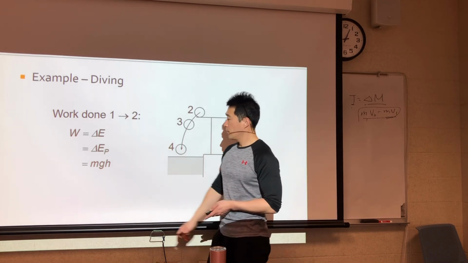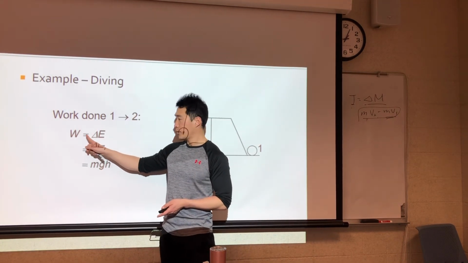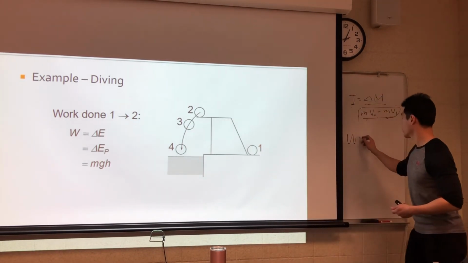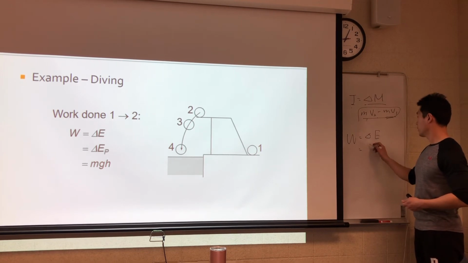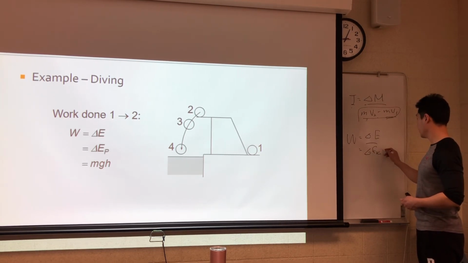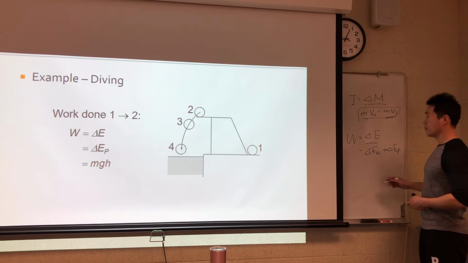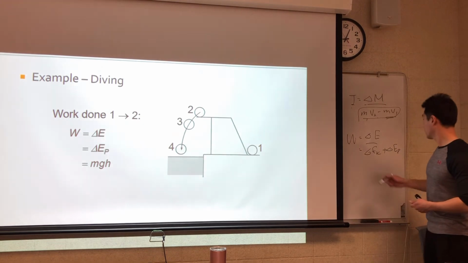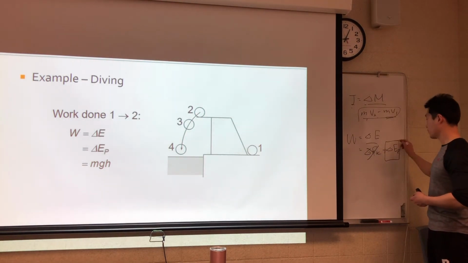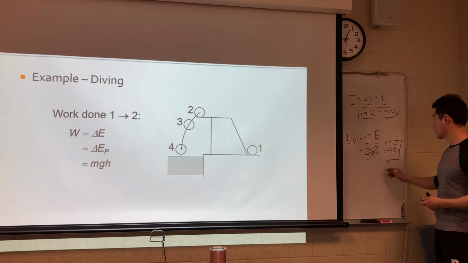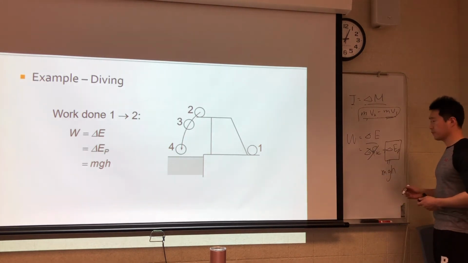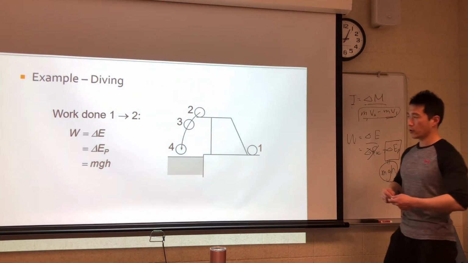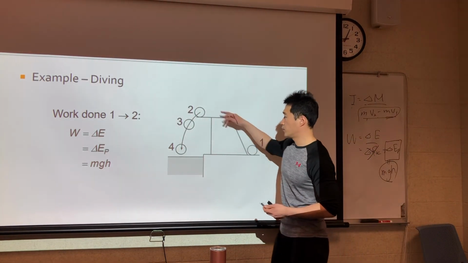So as you just learned, mechanical work causes change in mechanical energy. This one is a change in kinetic energy plus change in potential energy. So since he just changed the vertical position, he only gets what? Change in potential energy. This is mgh. So by applying this equation, we'll be able to calculate the work done from 1 to 2.